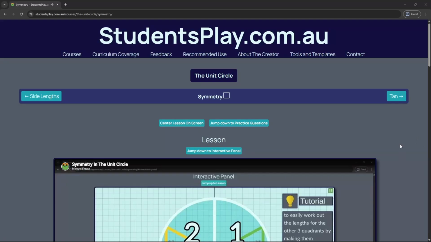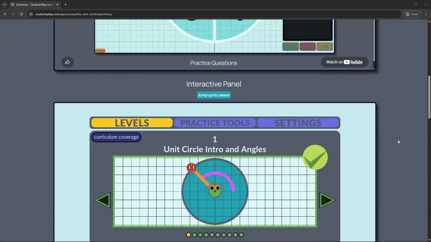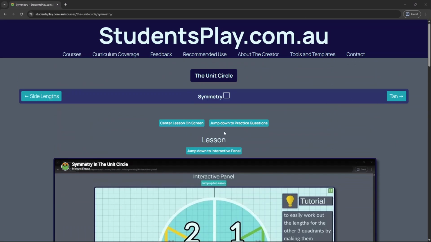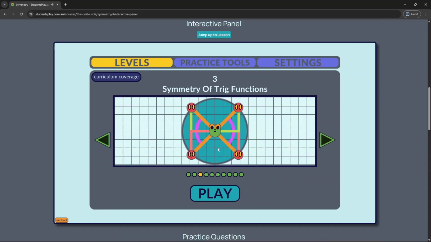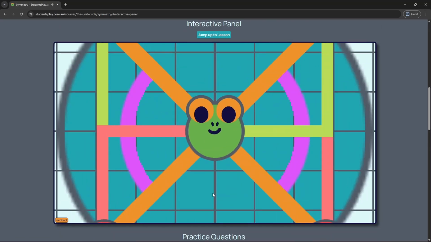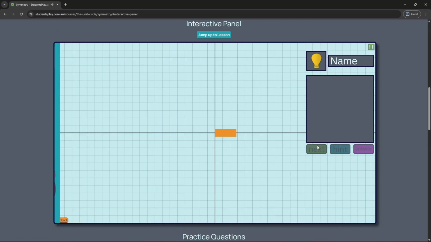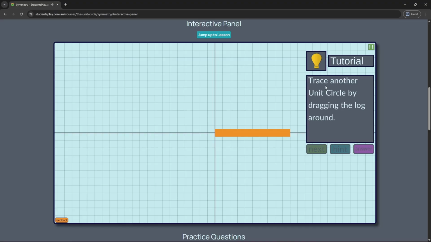Lesson number 3, symmetry. Easier if we just jump down to the interactive panel. Scroll across to number 3, symmetry of trig functions, and press play. Trace another unit circle by dragging the dot around.